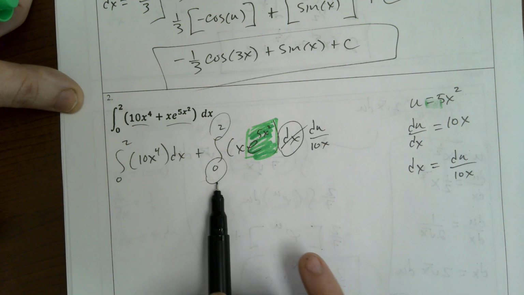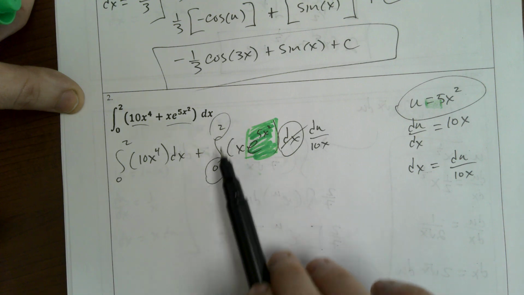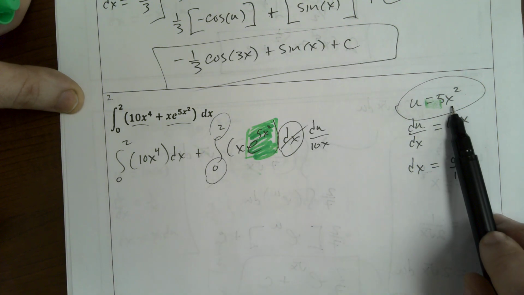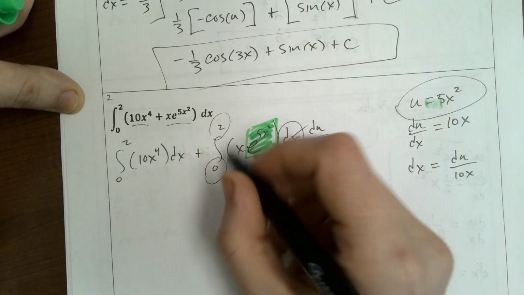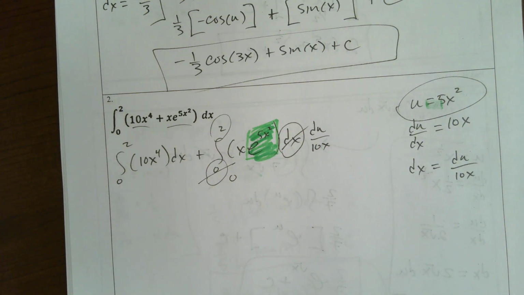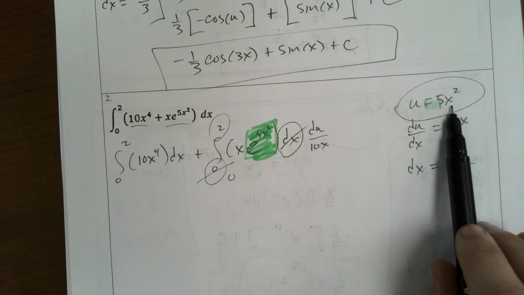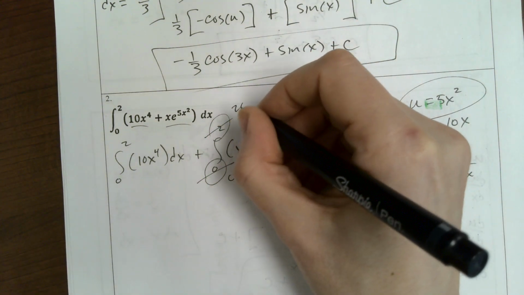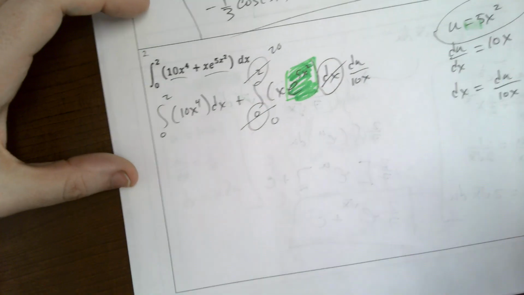Now I've got to change the endpoints. I'm getting the new endpoints from plugging these x values in here, and then I get u values. If 0 goes in here, I'm still getting 0. Just for my notes, I know this might seem silly, but I'm going to cross it off and say 0, just to show that I thought about how it would change. Now 2 goes in here. So this is 5 times 4, that's 20.